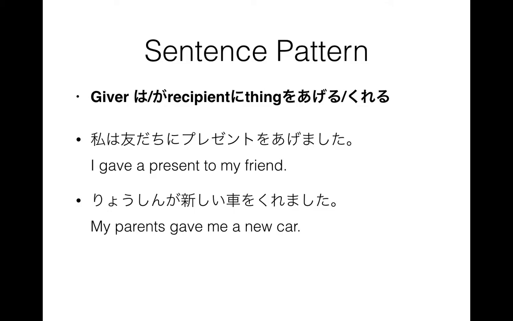The person who receives the item is marked by particle ni. The object that is being given is marked by direct object particle o. And then you would use ageru or kureru as your verb, depending on the direction of the item. Ageru and kureru are both ru verbs, so they conjugate as agemasu and kuremasu, or agete, kurete in the te form. So we have two examples here.